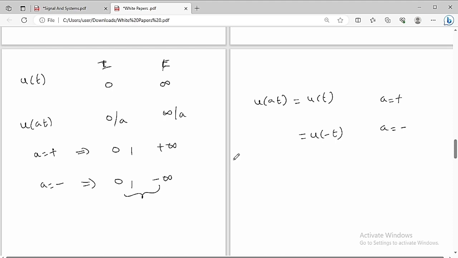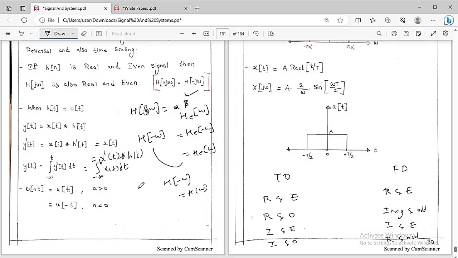As you can see clearly, u of t has initial position at t is equal to 0 and final position t is equal to infinity. So u of at is divided by a, so 0 by a and infinity by a. If a is positive, it will become 0 and plus infinity. If a is negative, it will become 0 and minus infinity. So u of at is equal to u of t for a positive. The graph is the same. And if a is negative, this graph is the time reverse of this graph. So finally, u of at is equal to u of t for a positive and u of minus t for a negative. This is what I am trying to tell you.